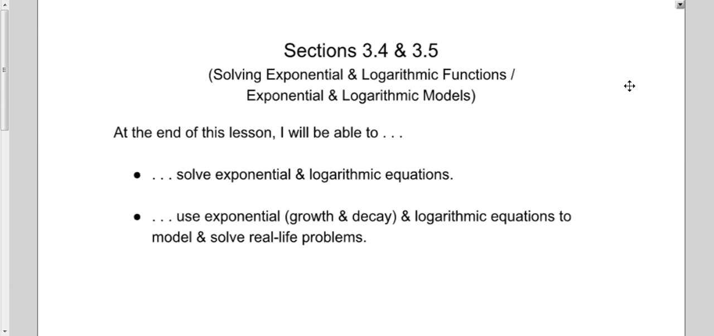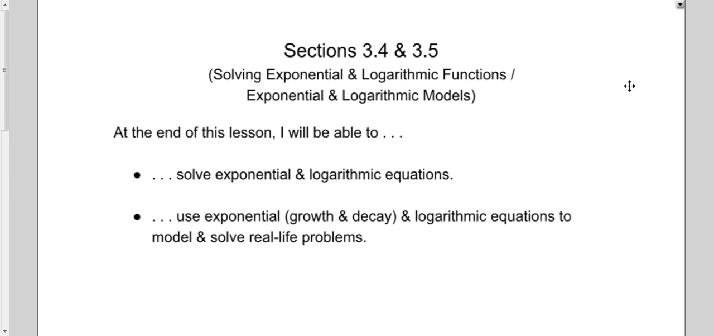So, sections 3.4 and 3.5. 3.4 is solving exponential and logarithmic functions. 3.5 is exponential and logarithmic models. At the end of this lesson, I will be able to solve exponential and logarithmic equations, and use exponential, there's two types of exponentials, right? Growth and decay, going up, going down, and logarithmic equations to model and solve real-life problems.